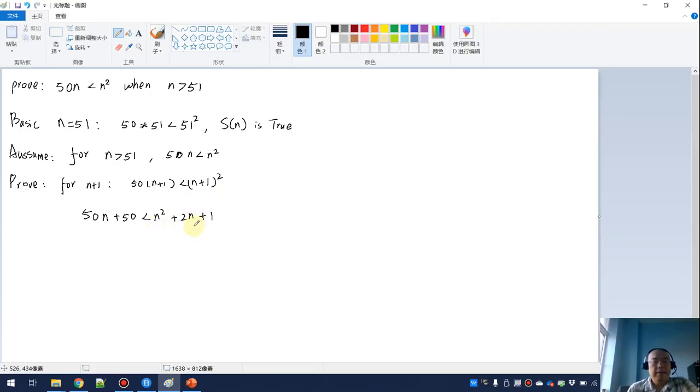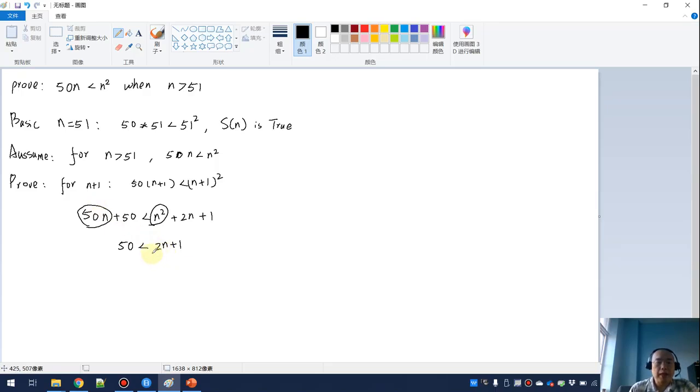The next thing is, we know 50n is smaller than n squared. So n squared is larger, 50n is smaller. Next step, how about I get rid of this value and this value from both sides? So it's 50 is smaller than 2n plus 1. Because if we want to prove this part, I get rid of a larger part, n squared, on the right side, and 50n, the smaller part, on the left side. If this part still holds, then that's good.